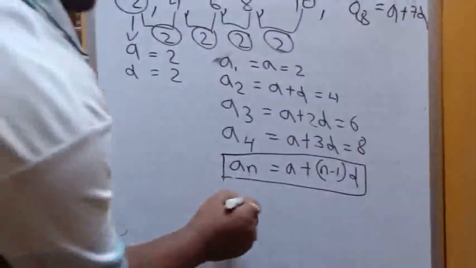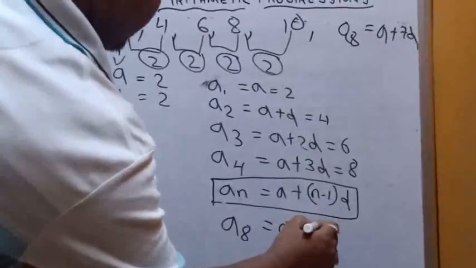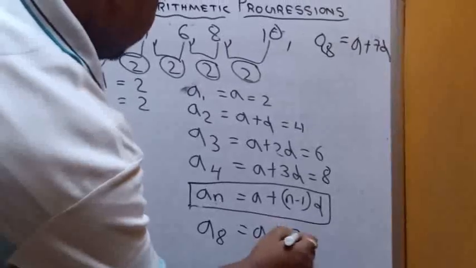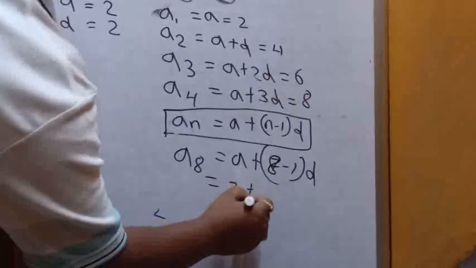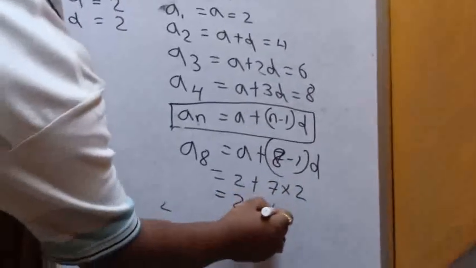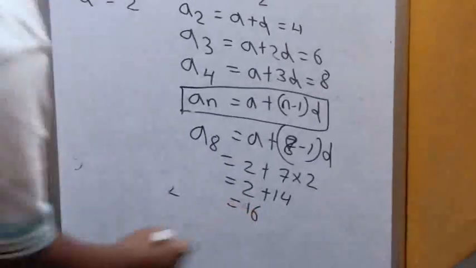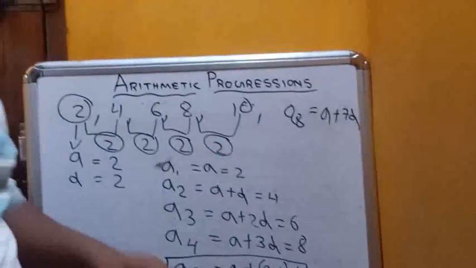A8 equals A plus n minus 1, that is 8 minus 1, into D, equals 2 plus 7 into 2. How much is that? 2 plus 14. 14 plus 2 equals how much? 16. So in this progression, the 8th term equals 16.